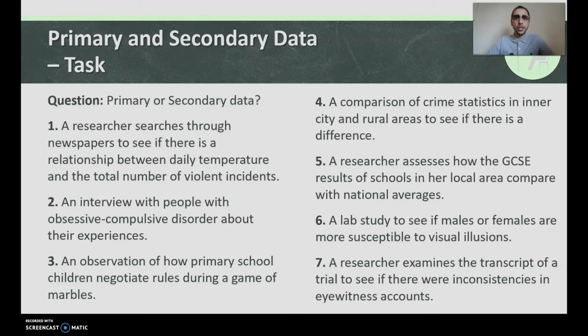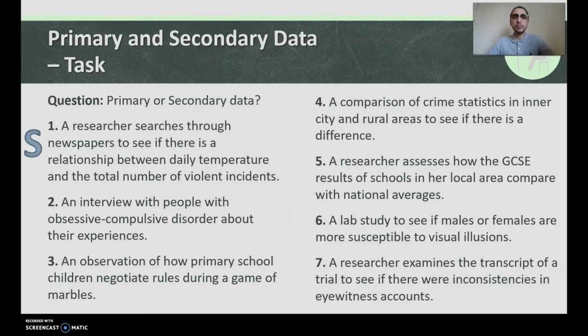Right, a researcher searches through newspapers to see if there is a relationship between daily temperature and the total number of violent incidences. Okay, I'm not doing the research, am I? I'm looking in the papers where the research is taking place. So it's not primary data, it's secondary data.